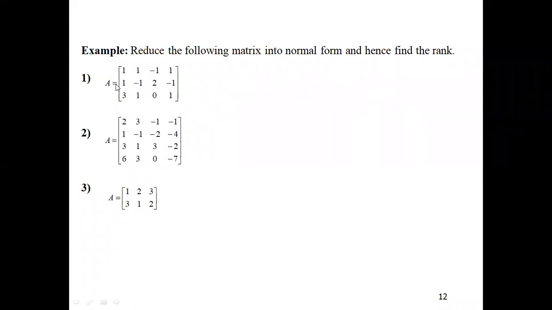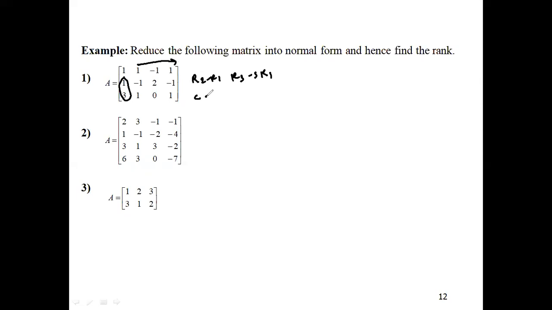So first, I'm going to give you a hint. Because we need to start now our next important session. Why are we learning this? First, what you need to do is make this element a 0, because you have been given 1 here. So you are going to use R2 minus R1 and R3 minus 3 into R1. Then this element becomes 0.